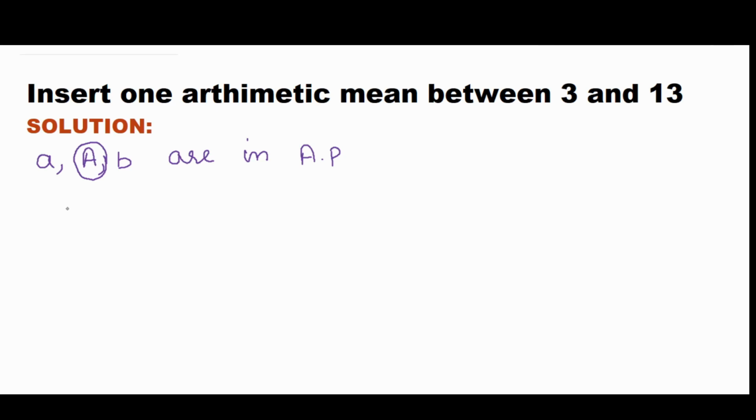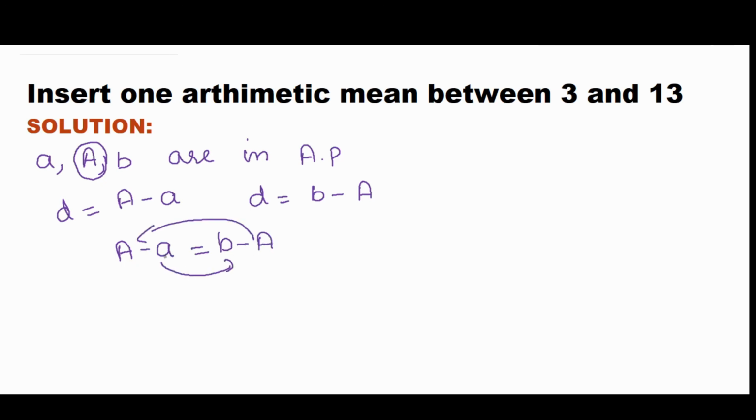So we already know the definition of d, that is T2 minus T1. Also I can write d as T3 minus T2. So both the d will be equal. I can equate these two equations. So capital A minus small a will be equal to small b minus capital A. Let's shift this. Capital A plus capital A is equal to small b plus small a. I get 2 capital A is equal to a plus b. So A, that is the arithmetic mean, will be equal to (a plus b) by 2. And here is the formula for the arithmetic mean, that is (a plus b) by 2.